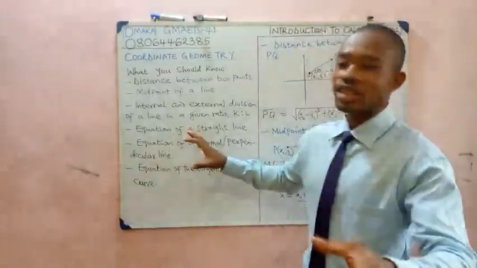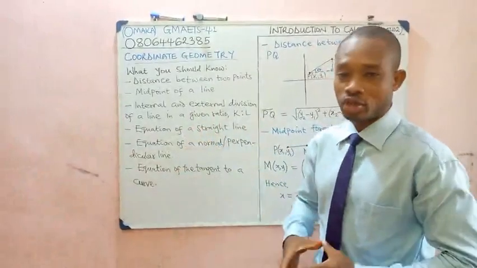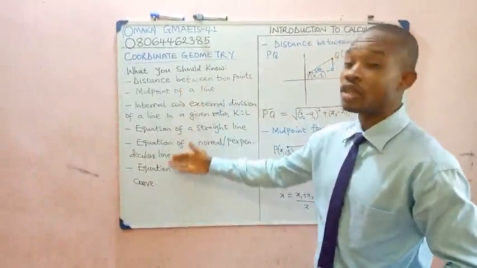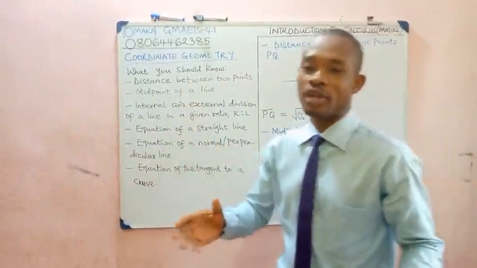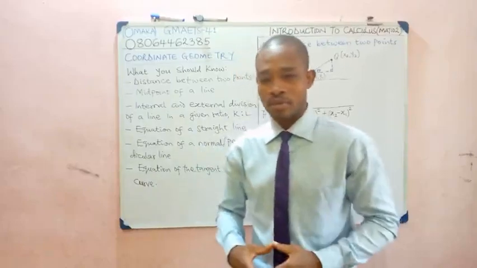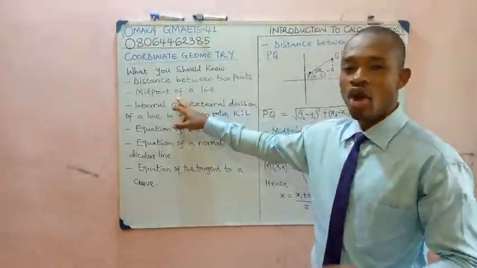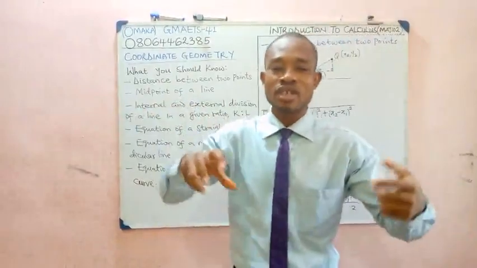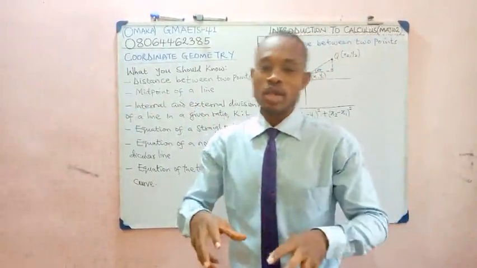And what are the things you're expected to learn from coordinate geometry? We'll have them listed on the board here. The distance between 2 points formula, very important, and the calculation therein. We'll tell you about the midpoint of the line. If you're given a line, how do you obtain the center, the coordinates of the midpoint? We're going to look at it.